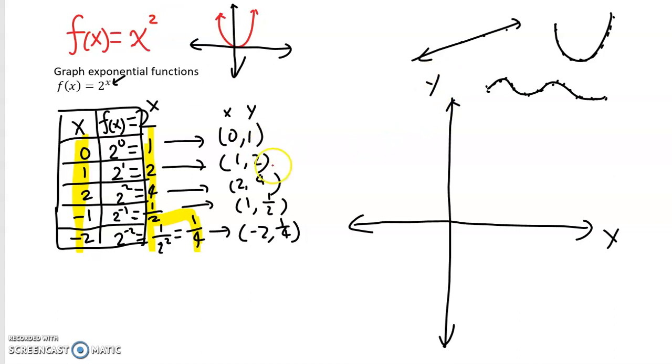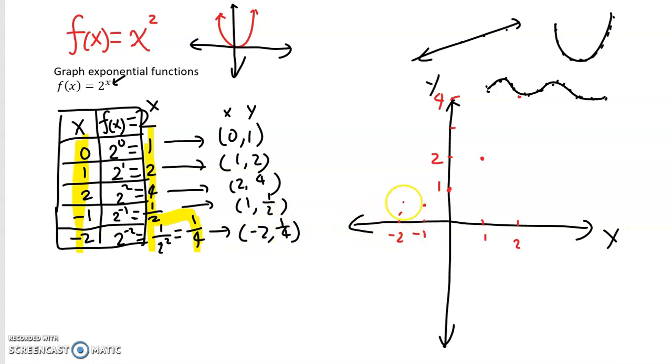So when x equals 0, y equals 1. And when x equals 1, y equals 2. Got another point there. When x equals 2, y equals 4. Okay, so we got these 3 points. Now, when x equals negative 1, y equals 1/2. So it's going to be right here. When x equals negative 2, y equals 1/4.